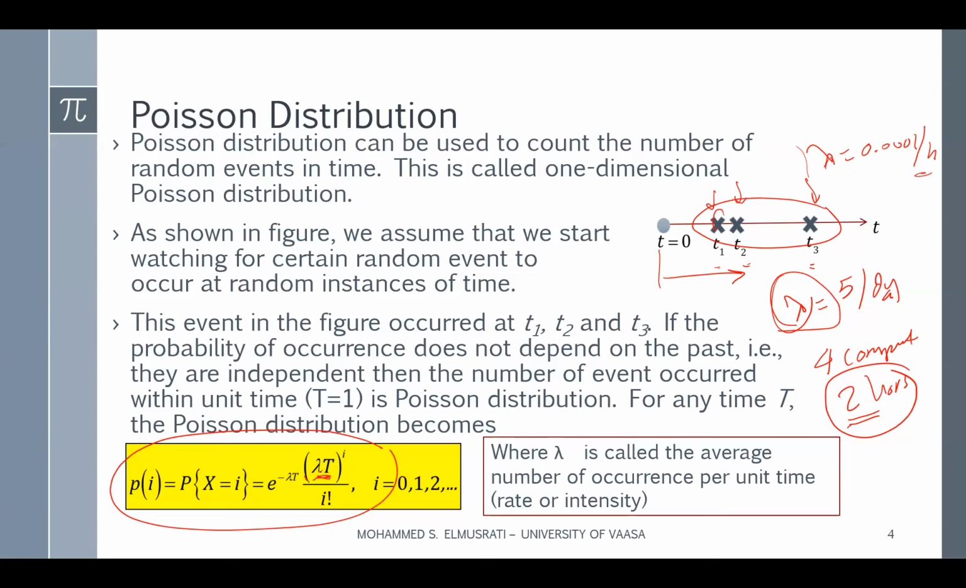So lambda times t is the time of interest, so it will be 0.0001 times 2 hours. And then I am looking for 2 computers to be destroyed in this lecture, so it will be 2. Here 2 factorial is equal to 2. And then it will be e to the minus lambda, which is 0.0001, times the time, which is 2 hours. Actually, this equation is very important, and it is extremely important in the case of reliability.